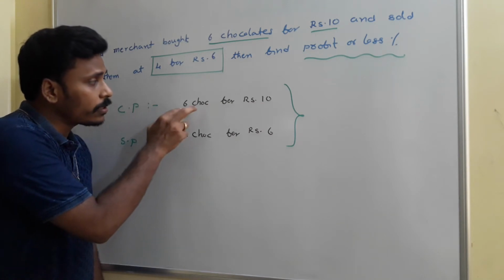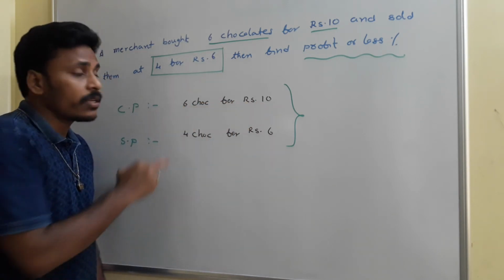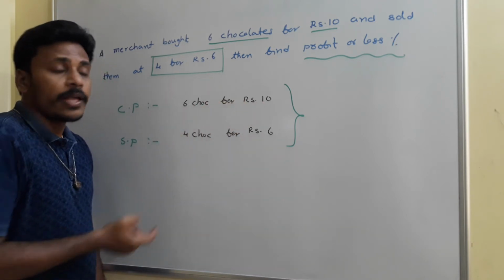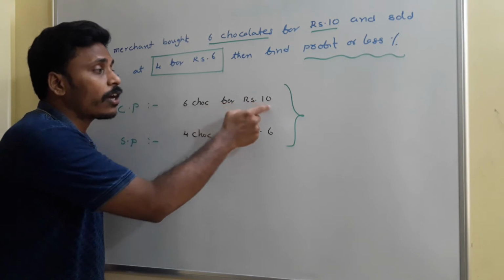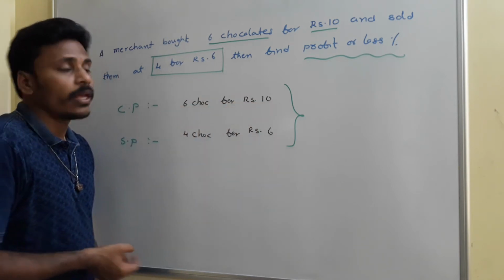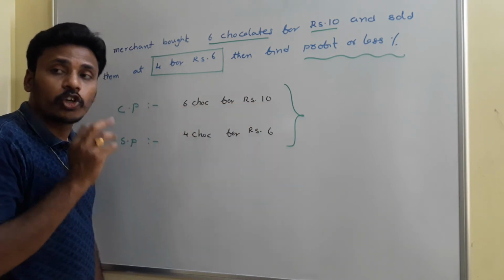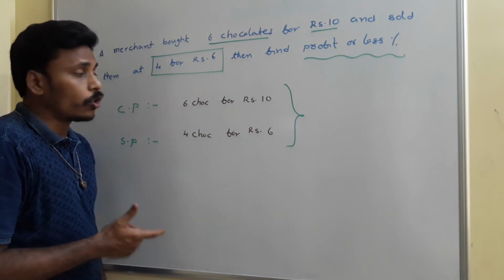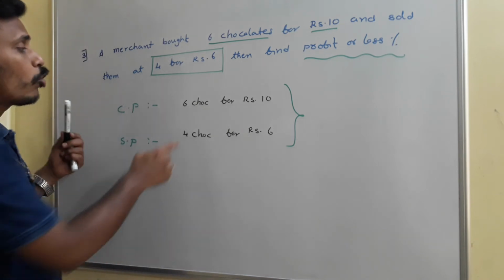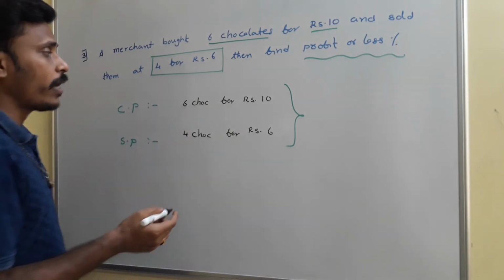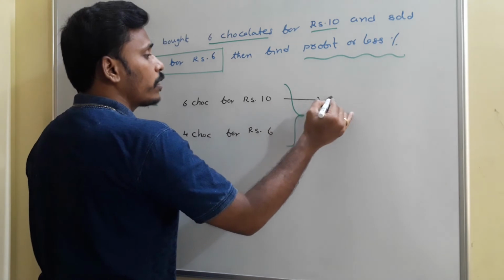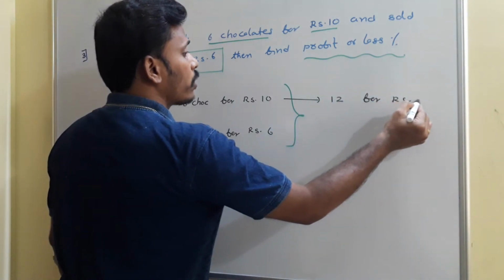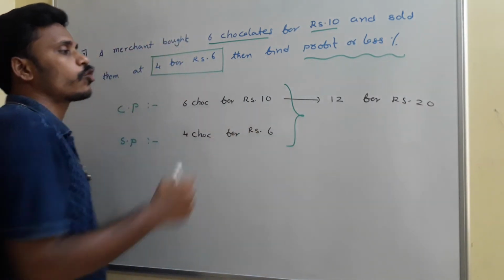So 6 chocolates are for 10 rupees, in the sense 6 into 2, 12 chocolates are for 20 rupees. 6 into 3, 18 chocolates are for 3 into 10, 30 rupees. 6 into 100, 600 chocolates are meant for 10 into 100, 1000 rupees. It works like that. So what I need is to make these two numbers the same, and that's why, since 6 chocolates are for 10 rupees, I will write that 12 chocolates are for 20 rupees just by multiplying these two with 2.